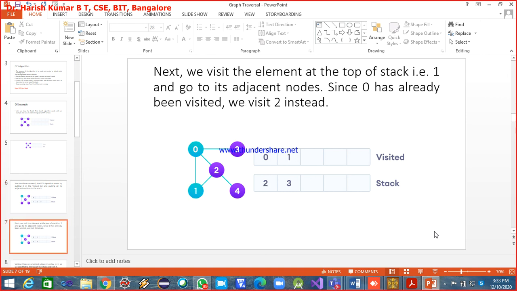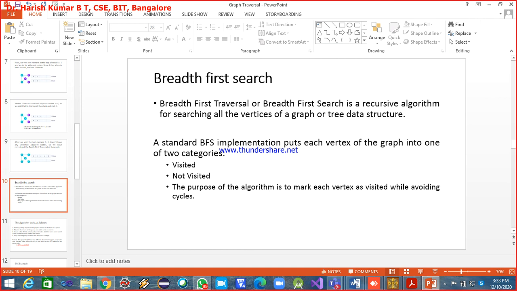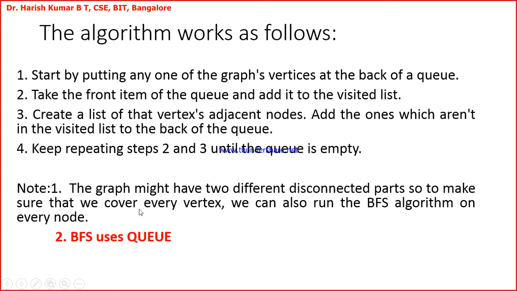Okay, this was the same example which we discussed just now. Now, breadth first search. Again, this is a recursive algorithm for searching all the vertices of the graph, and again it uses the concept of visited and unvisited, and the purpose of this is to visit all the nodes without forming cycles. Okay, now how does the algorithm work?